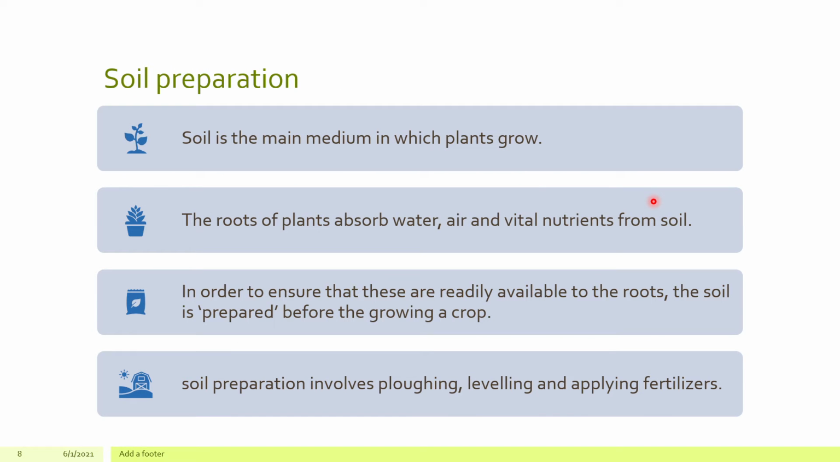First of all, soil preparation. The first step is soil preparation. In this video we'll complete full soil preparation, so please learn and take screenshots too. Soil is the main medium in which plants grow. There are many scientific methods too, but the most common is soil. We have seen from our childhood that plants grow from the soil.